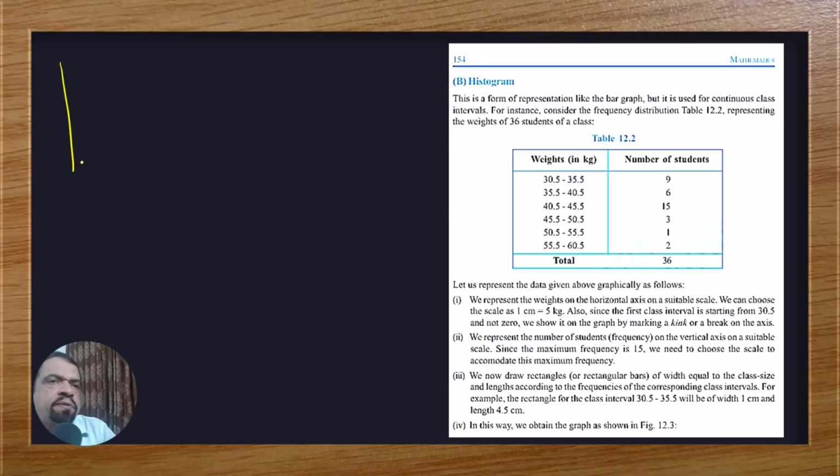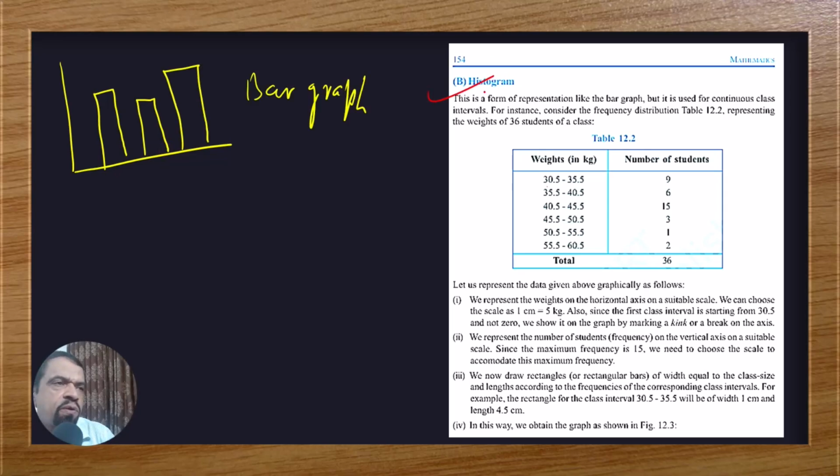Now see students, a bar graph means different vertical rectangles. Now see, histogram. A histogram is used for continuous class intervals. Rectangles are separate here, and rectangles here are adjoining. This bar graph is used for separate heads, and this is used for class intervals, continuous class intervals.